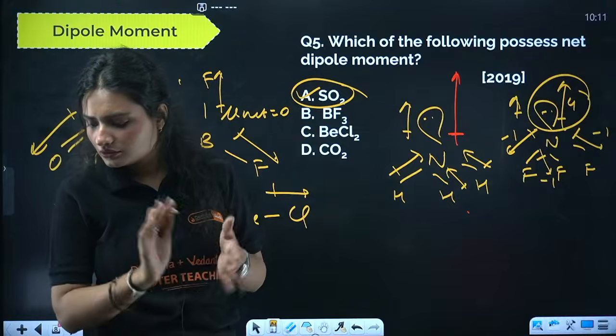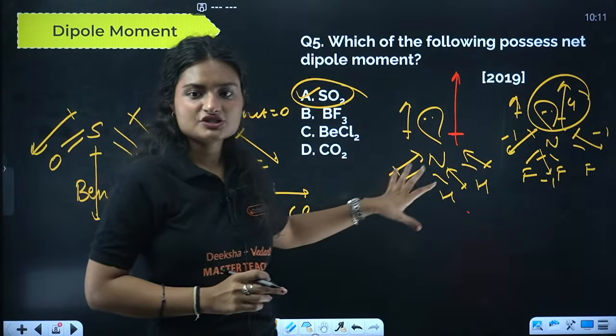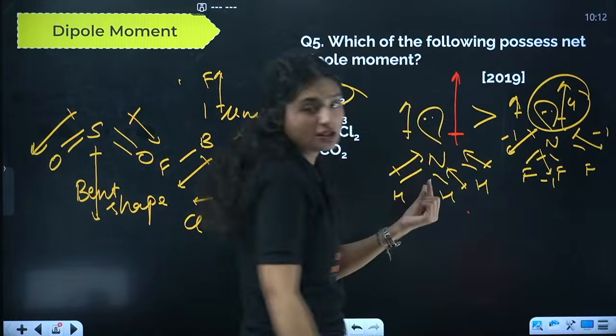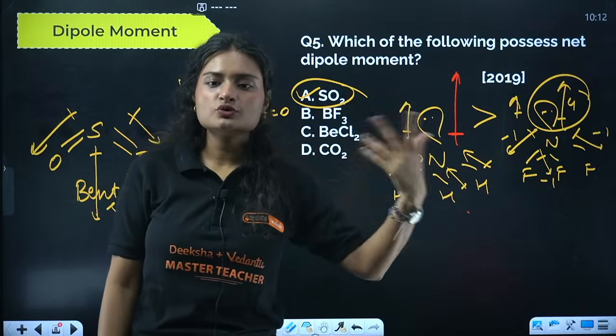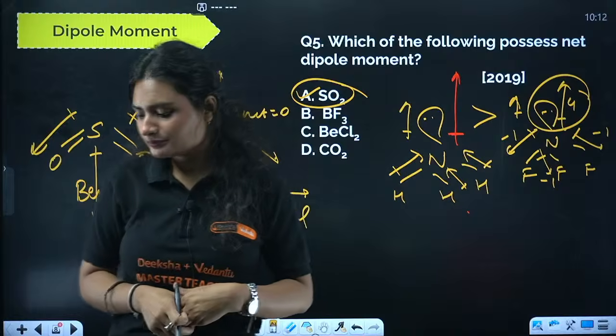I don't know the value. No one remembers the values actually. So between NH3 and NF3, which has more dipole moment? That is NH3. They don't ask you the value questions. Trust me, they won't. They only ask which has more dipole moment, which possesses more net dipole moment. Okay.